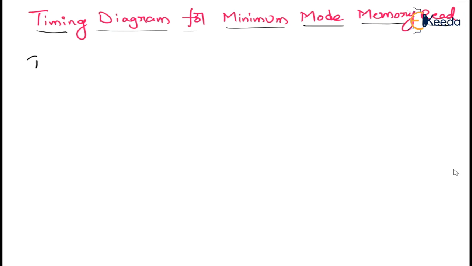The first one is minimum mode. When we use minimum mode, we have to put the MN/MX bar pin high. We are using one bus cycle, that is four clock cycles.